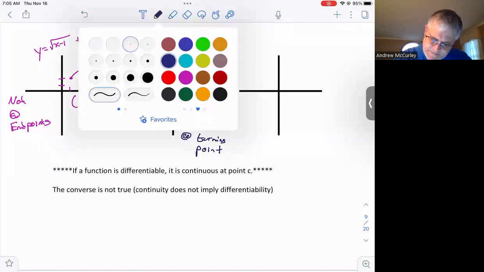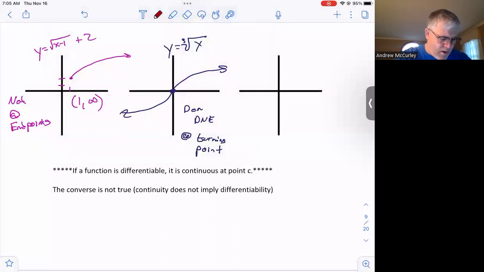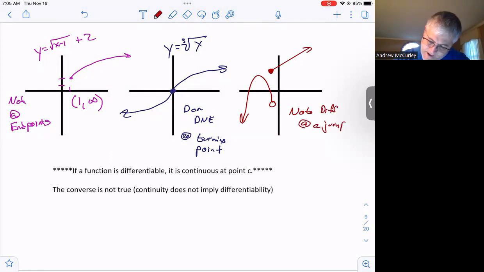All right. And one more. And this one's pretty obvious. Let's say we have a jump. Well, we're obviously not continuous in there, so we would say not differentiable at a jump. Obviously, we're not continuous. We can't make that work.